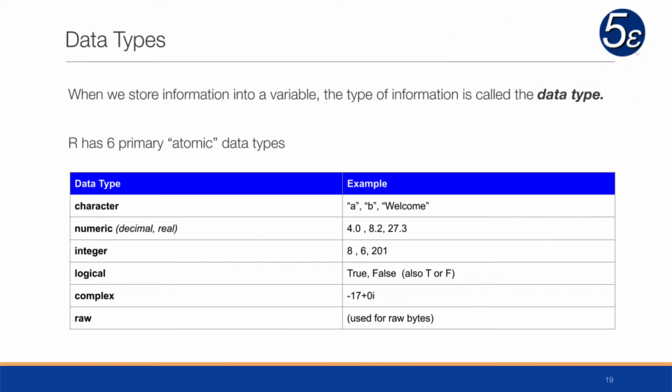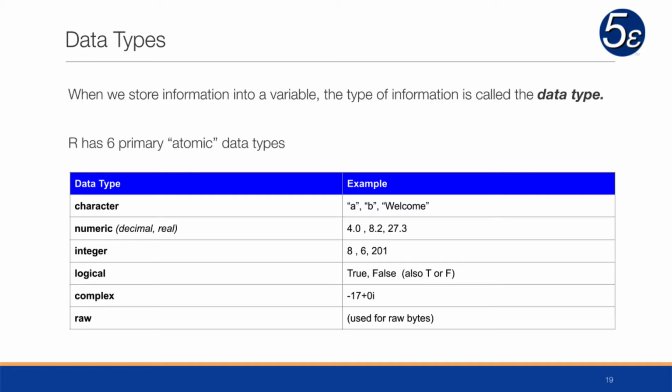We're going to examine how R stores information in a variable. When that information is stored in the variable, that type of information is called the data type. And it's important to understand the data types because it determines how much memory is actually used by the particular variable. For larger complex programs, this is more important. For small scripts or working with small data sets, this is not much of an issue.